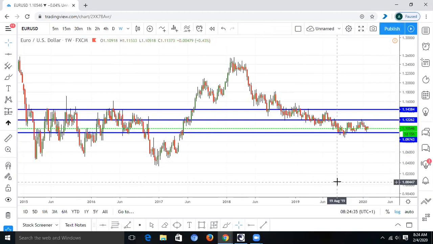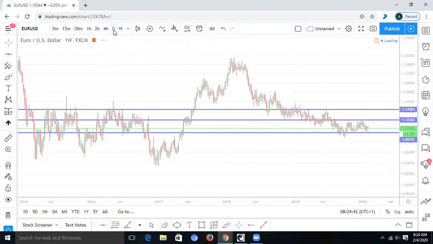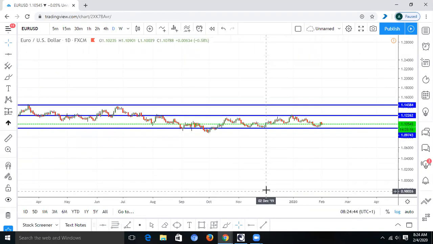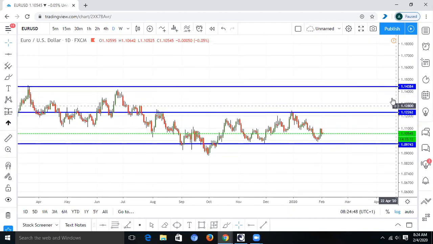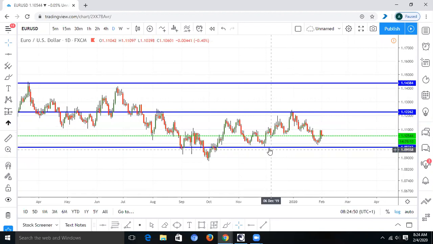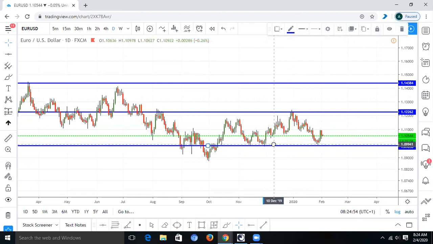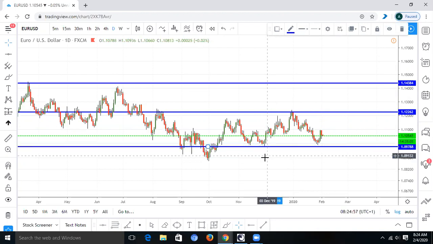Now I'm analyzing Euro USD. Before I do anything with Euro USD, I have to analyze it like this. I come here and I click daily. Now I have used the weekly to know the direction of the market, that these are zones. You can see that they are zones. This is the daily time frame.